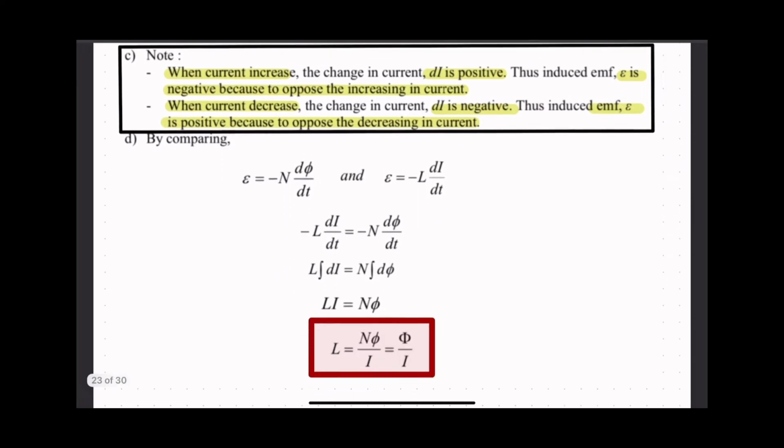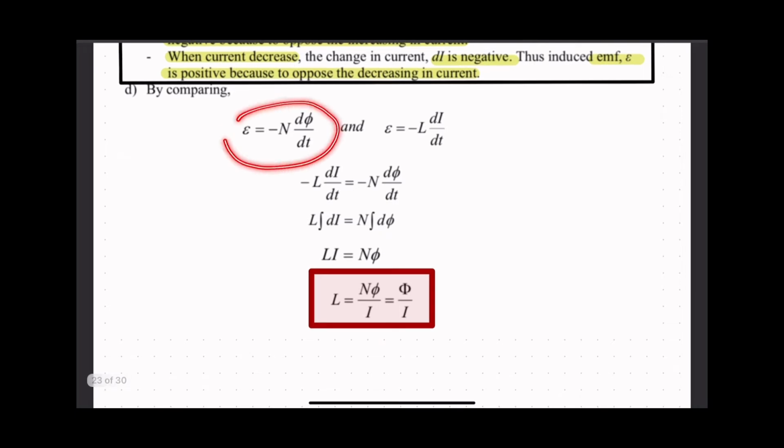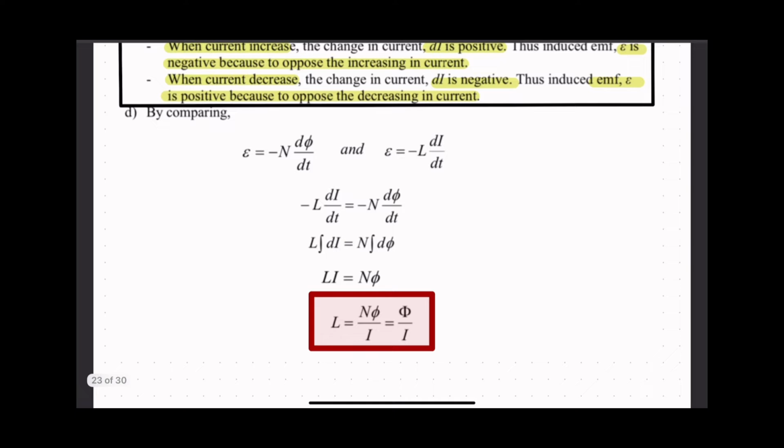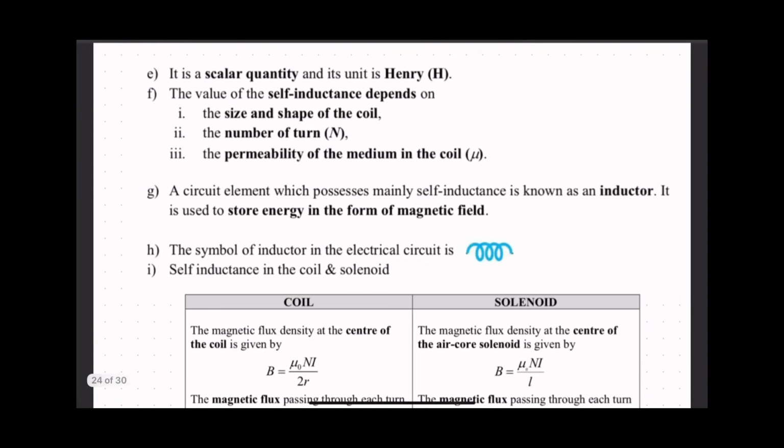Okay, by comparing the induced EMF formula from Faraday's law with the induced EMF from self-inductance, we combine and get the relation: self-inductance L is equal to NΦ over I. NΦ is the magnetic flux linkage, that's why it is written like this. It is the same, NΦ equals the big Φ, the flux linkage. Okay, if you are afraid to use this one, just use this one. No problem at all.